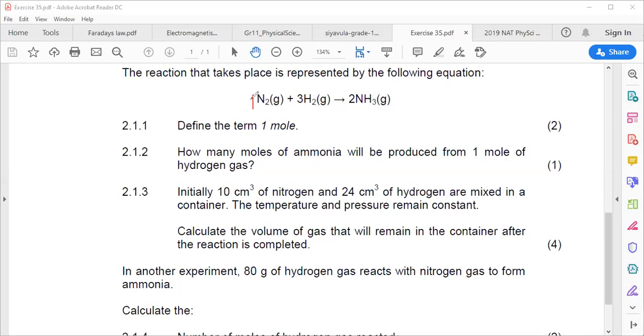Same applies. One volume of nitrogen is going to react with how many volumes of hydrogen? 3 volumes of hydrogen to give you how many volumes of ammonia? 2 volumes of ammonia, whatever quantity you're going to be talking about. Then we are given 10 cubic centimeters. So nitrogen, initially we have got 10 cubic centimeters. Hydrogen, we've got how much? We've got 24.